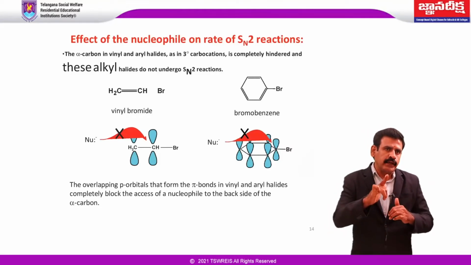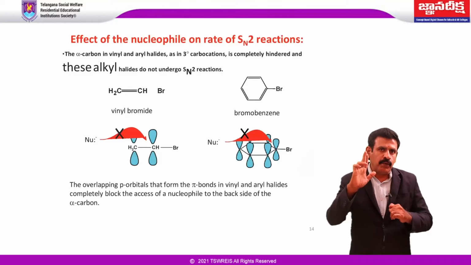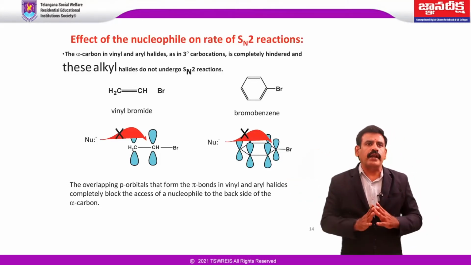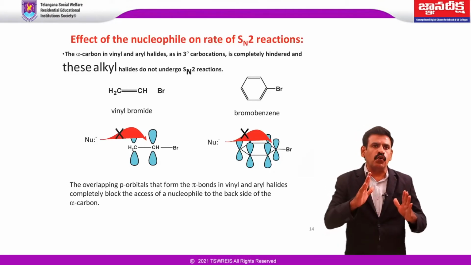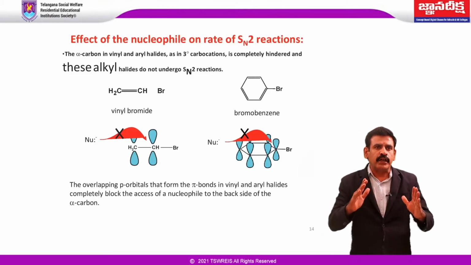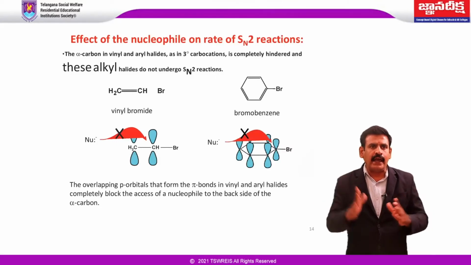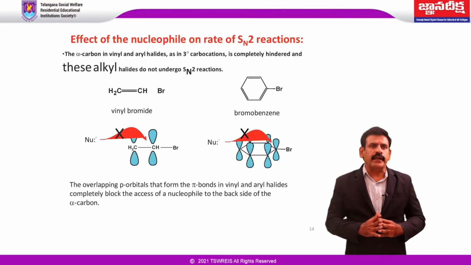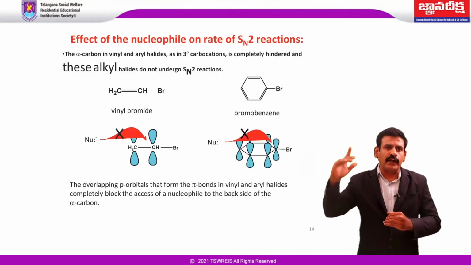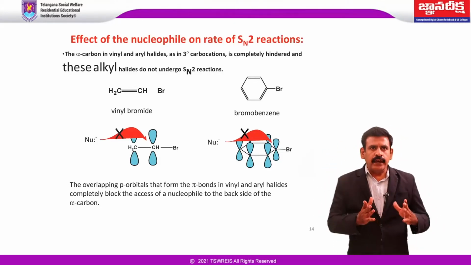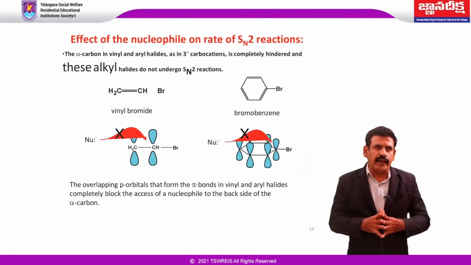So you see here the vinyl bromide and bromobenzene, they do not undergo SN2 reactions. Why? Because the overlapping p orbitals that are formed, the pi bonds in vinyl and aryl halides, completely block the access of the nucleophile to the backside of the alpha carbon. So that is the nature of the substrate on the rate of SN2 reactions.